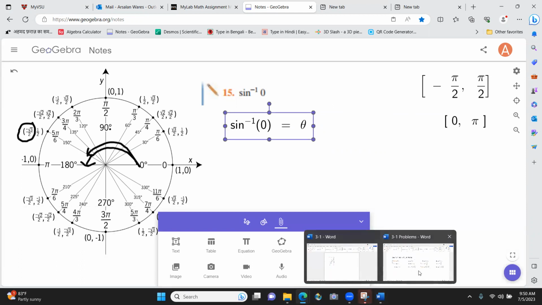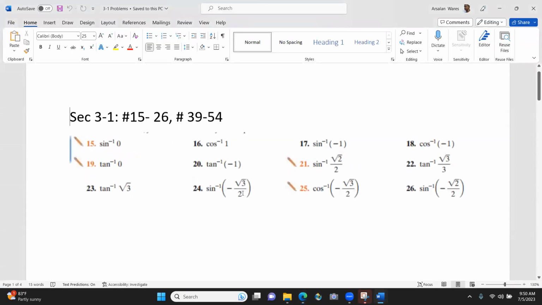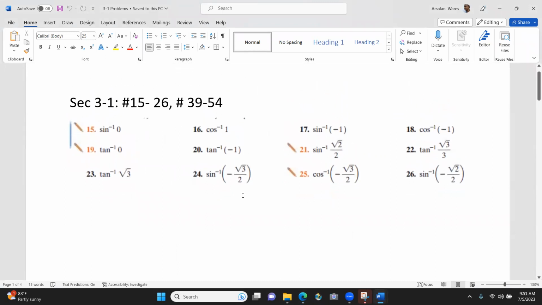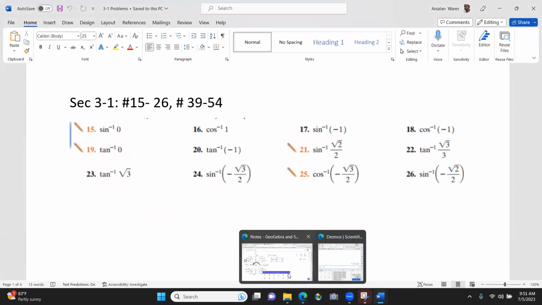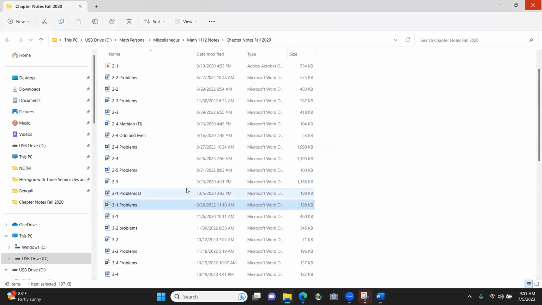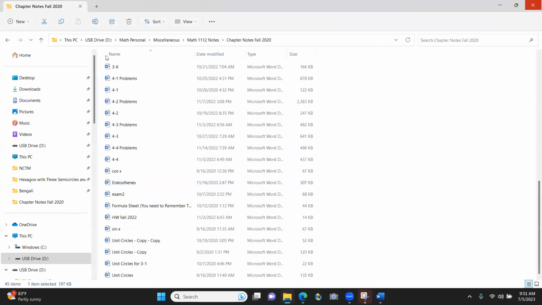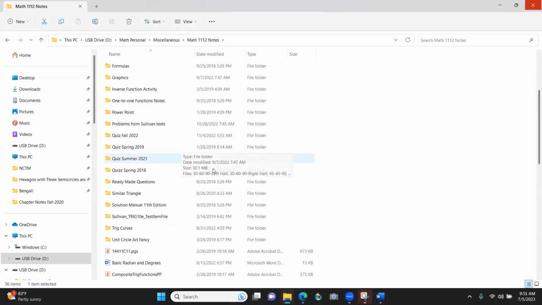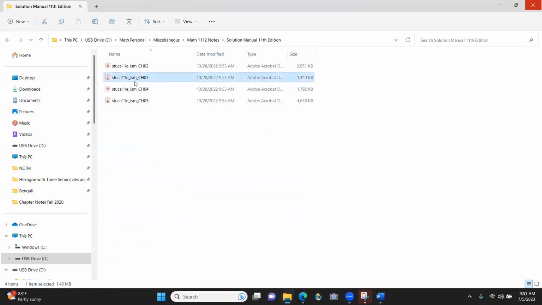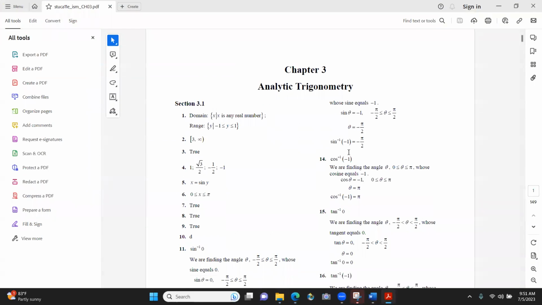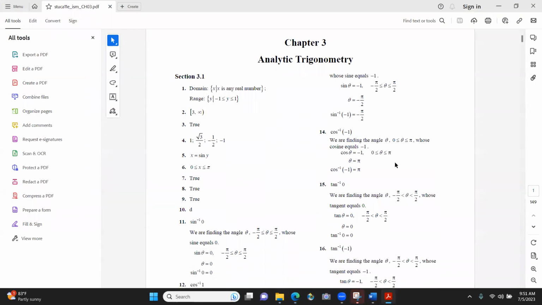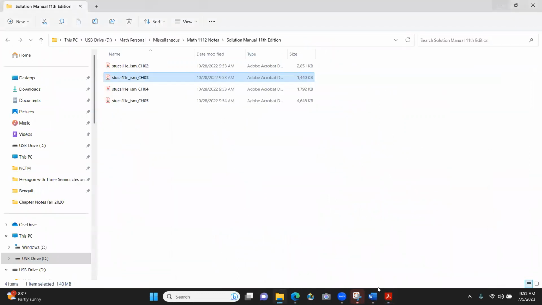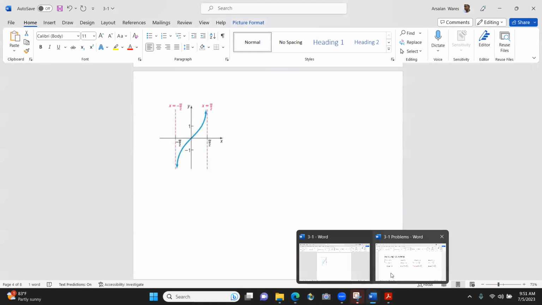Now, let me read the question. We'll have to look at the book. I think they want you to evaluate it, and we will check our answers. Give me 1 second, guys, for my own sanity, so let me grab my answer key. Yeah, they want you to find the angle. Fine, we'll get to it. Don't worry too much, and I'll do it slowly.